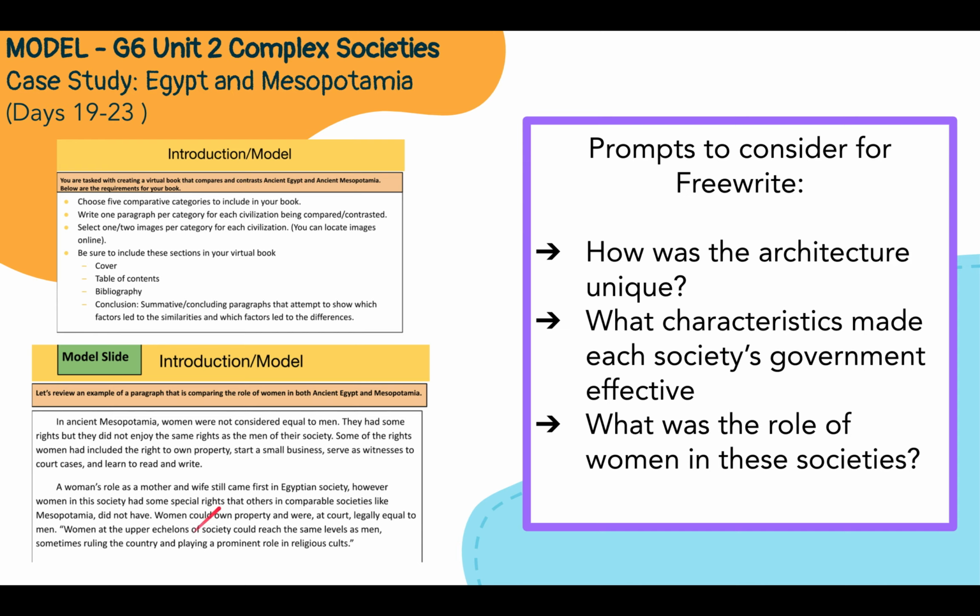And like I said, the first thing you do is to answer a prompt. So you'll probably be given a prompt by your teacher, and it might look something like this. How was the architecture unique? What characteristics made each society's government effective? And what was the role of women in these societies?